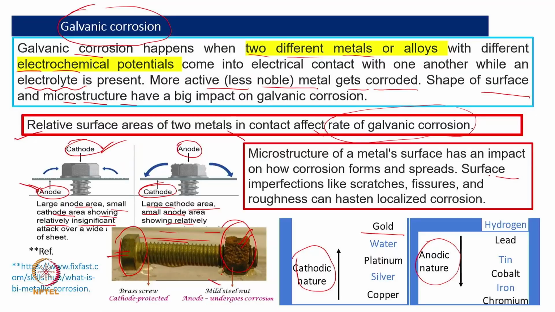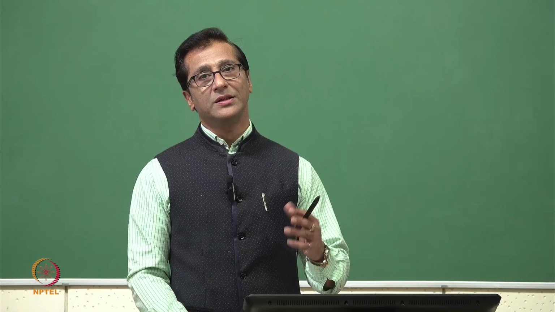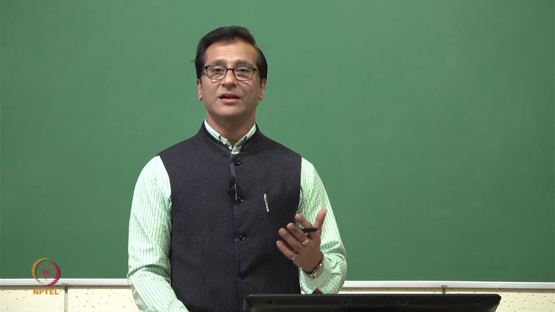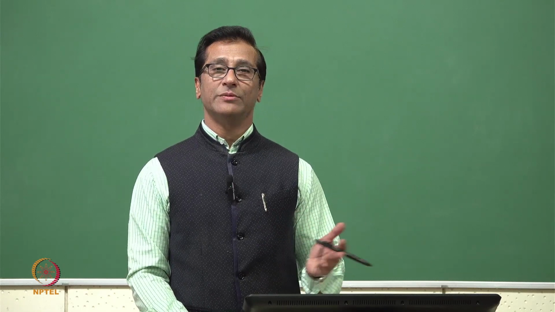Another possibility: surface imperfections like scratches or cracks or roughness should not be there, as they are going to create localized corrosion. Localized corrosion can be pitting corrosion or crevice corrosion, and in both cases they are very harmful, what we call a silent killer. We will not know the metal is going to get completely disintegrated into a number of parts. So that's very important to consider.